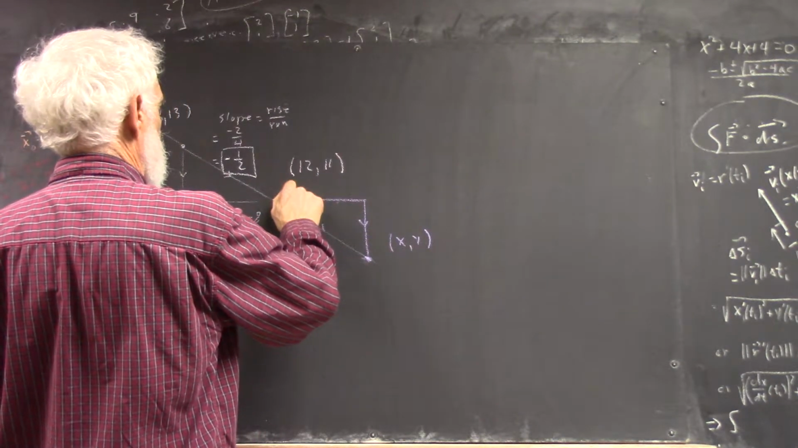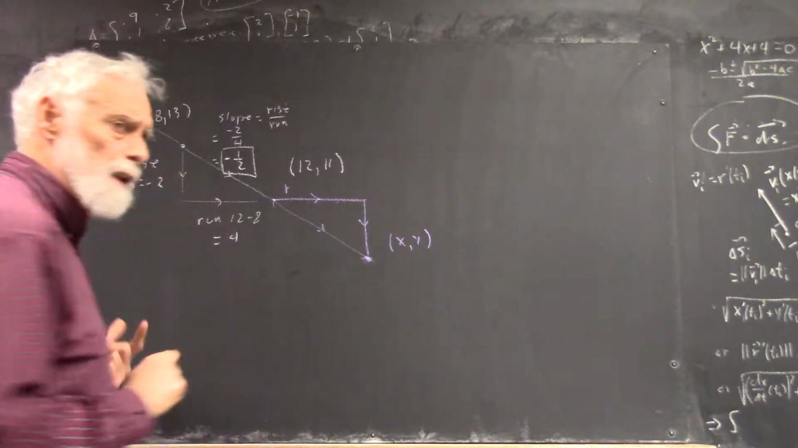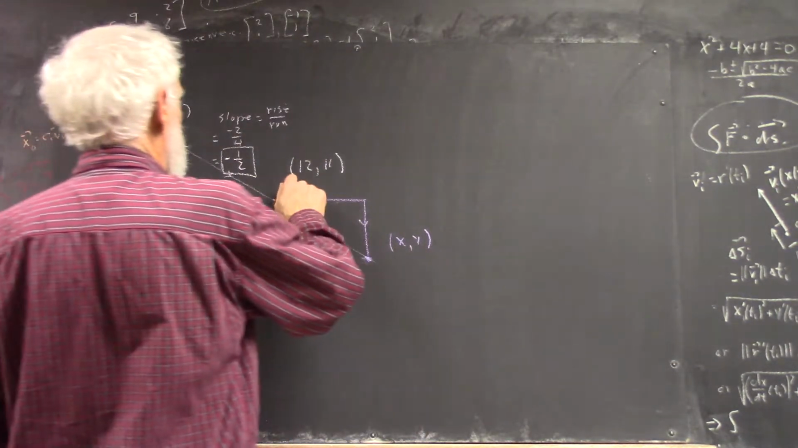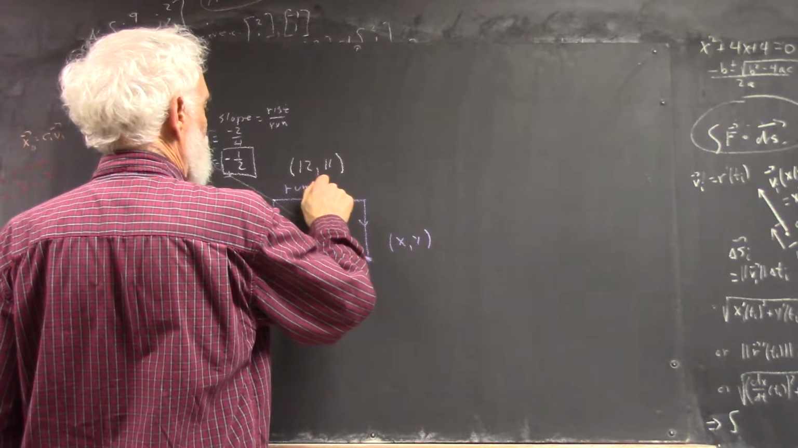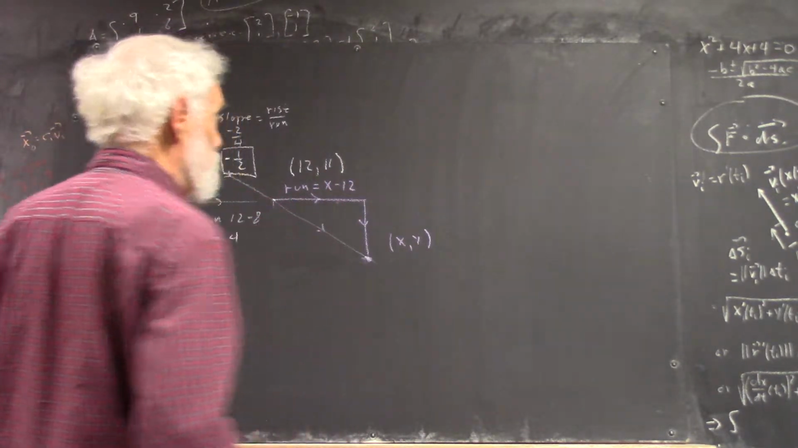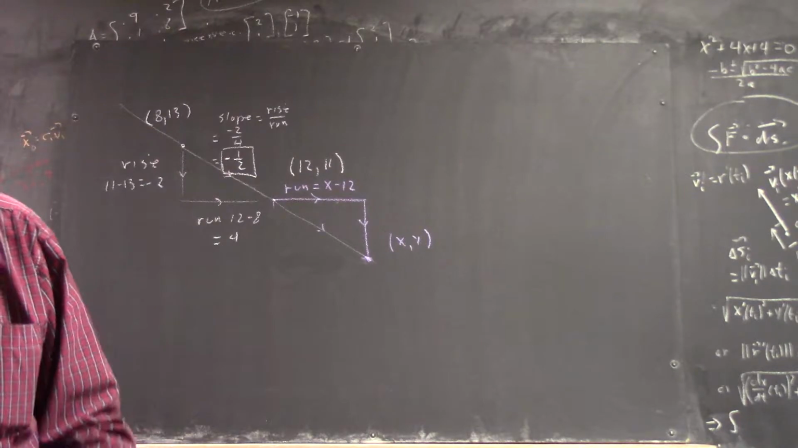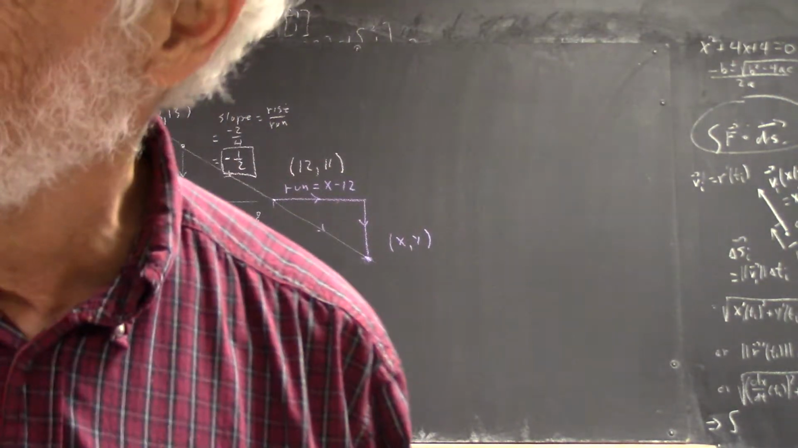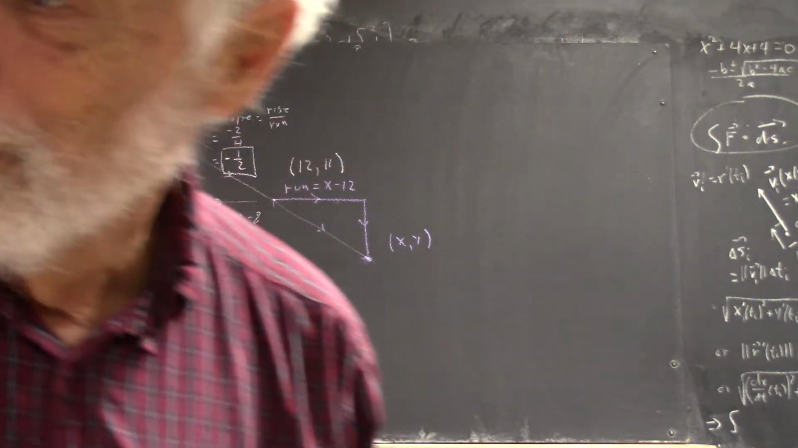Did I say rise or run? Run. Run's x minus 12, and you should know that very well because of the first question on the major quiz that I had you work for this time, right? Where I gave you symbols.